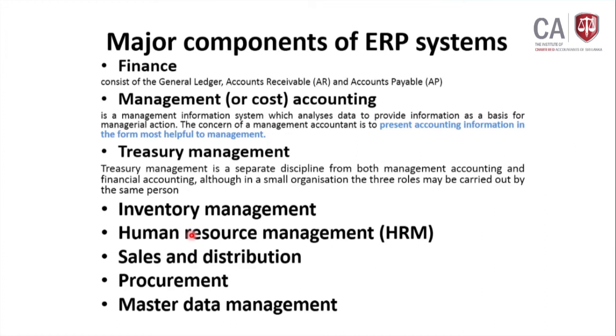So, management and cost accounting. Management accounting or cost accounting is a management information system which analyzes data to provide information as a basis for managerial actions. In order to take managerial actions, there is a component called management accounting that will be used. The concern of management accounting is to present accounting information in the form most helpful to management. In a pictorial way, in a graphical way, the information can be presented by using this ERP management accounting component. So that component gives descriptive information in a graphical way to the management in order to take their decisions easily.